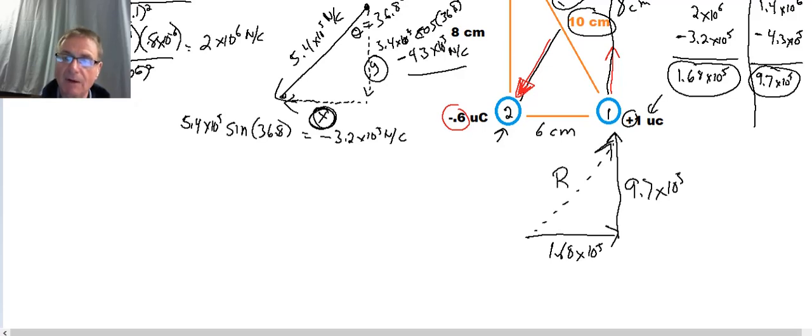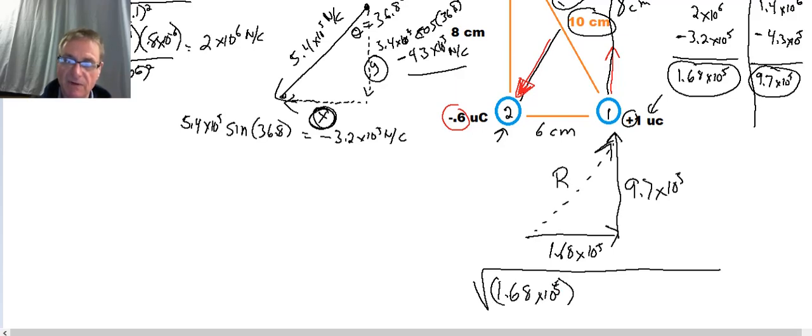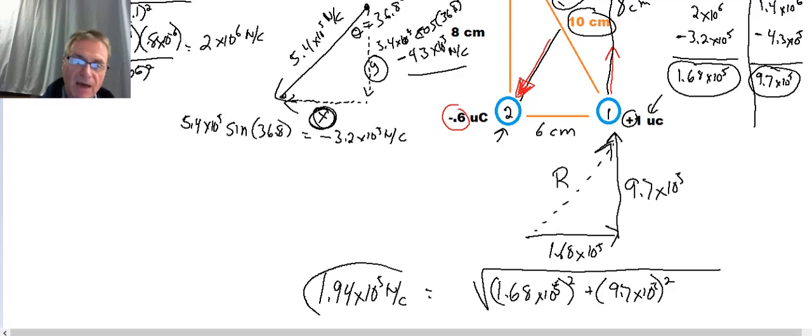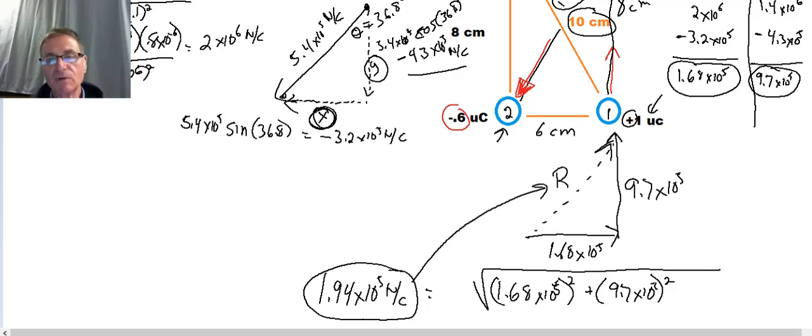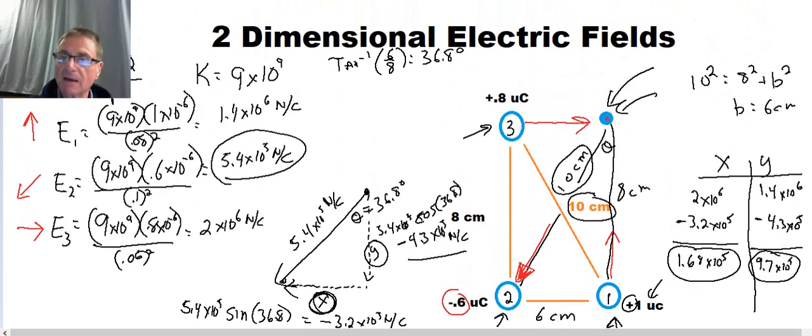And now I can figure out what my resultant vector would be by using the Pythagorean theorem. So 1.68 times 10 to the 5th, that should be a 5, squared, plus 9.7 times 10 to the 5th squared. And when I take the square root of that, what I come up with is 1.94 times 10 to the 5th newtons per coulomb. And that is my resultant vector. And that is the electric field strength at this point P up here due to the three charges.